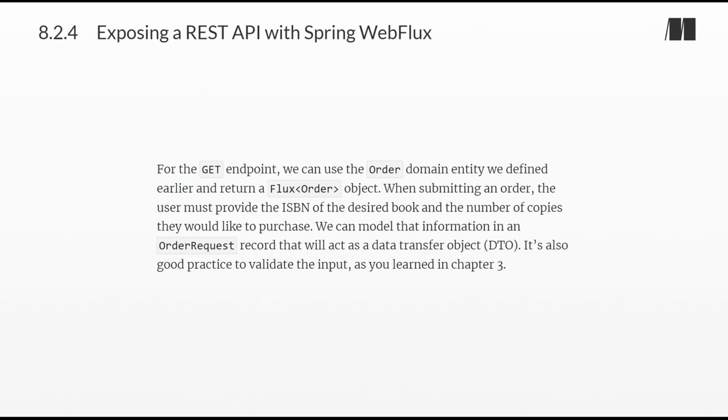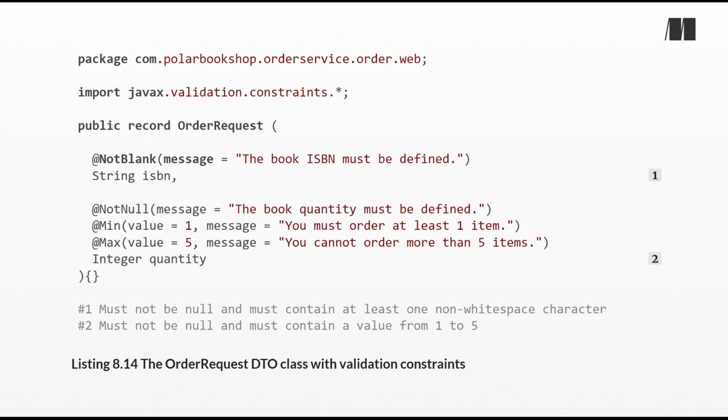We can model that information in an OrderRequest record that will act as a data transfer object, DTO. It's also good practice to validate the input, as you learned in Chapter 3. Create a new com.polarbookshop.orderservice.order.web package and define an OrderRequest record to hold the submitted order information. Listing 8.14. The OrderRequest DTO class with validation constraints.